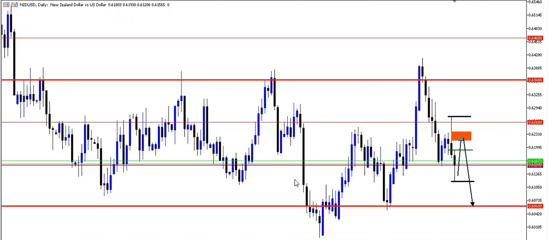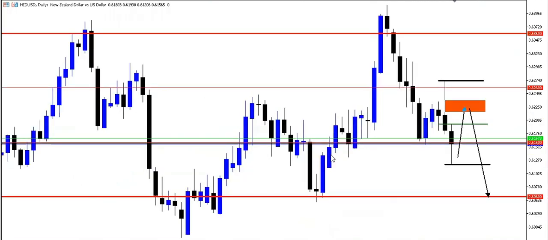So next, let's look at NZD. Same thing, New Zealand dollar, USD Kiwi. Look at it, price was forming higher highs, higher lows. Then we have a high here that price failed to continue higher from. And then what we see is a break of structure around the 0.61600 zone, around this zone here.